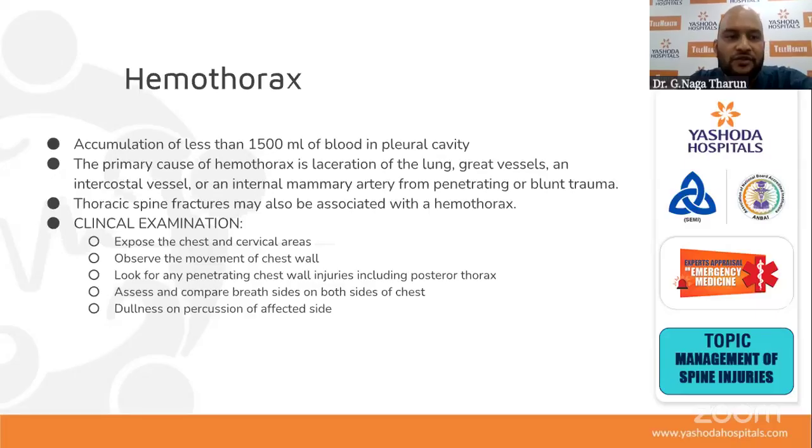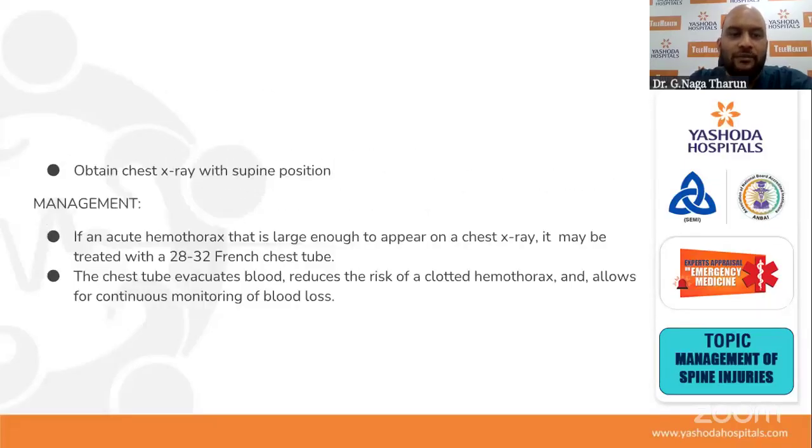For the clinical examination of hemothorax, expose the chest and cervical areas and observe the movement of the chest wall. We need to look for any penetrating chest wall injuries, including the posterior thorax also. Assess and compare breath sounds on both sides of the chest. There will be dullness on percussion on the affected side in hemothorax. Obtain a chest X-ray in supine position.